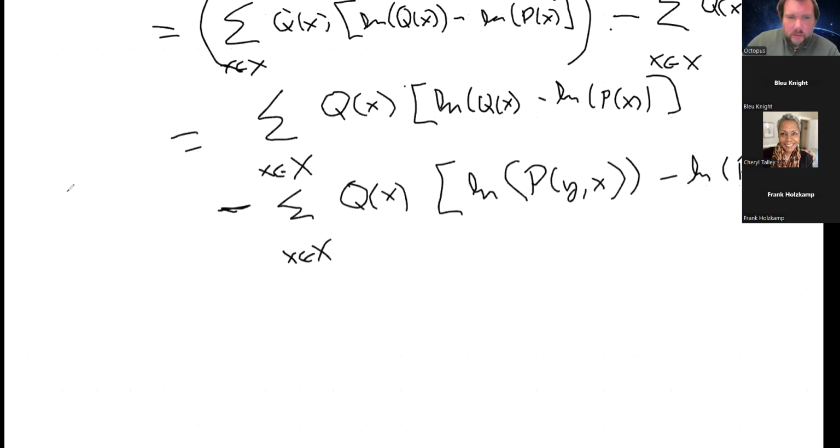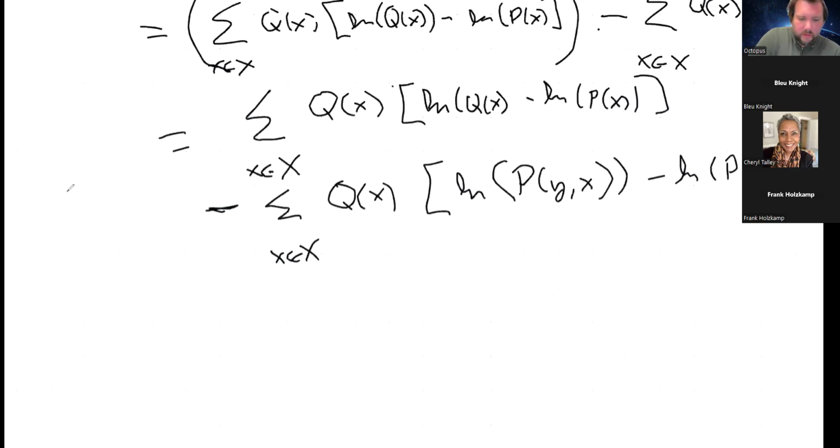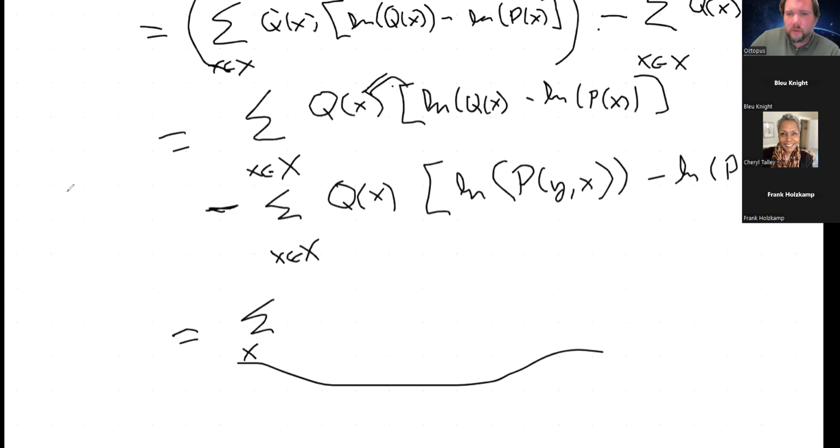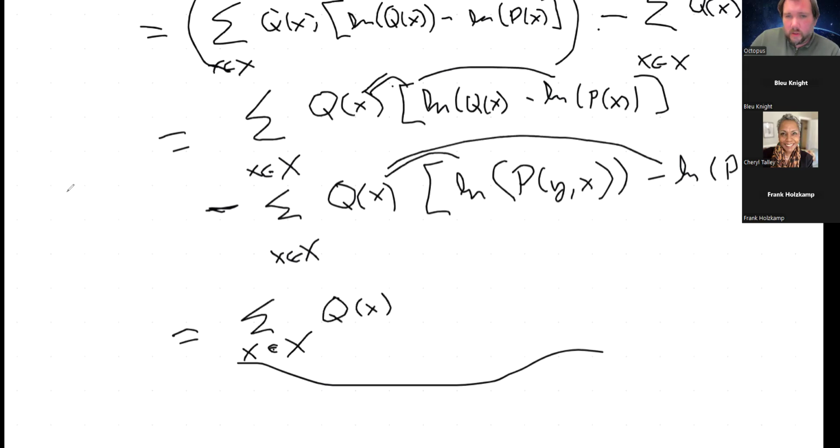So what I'm going to do now is distribute this through. I'm going to take this q of x and distribute it through to the logs. So this becomes the sum over x and x of q of x, natural log of q of x, and then I can split the summation here. So this becomes the sum of x and x, q of x, natural log p of x.